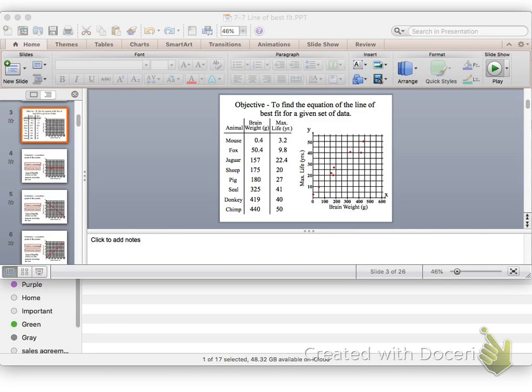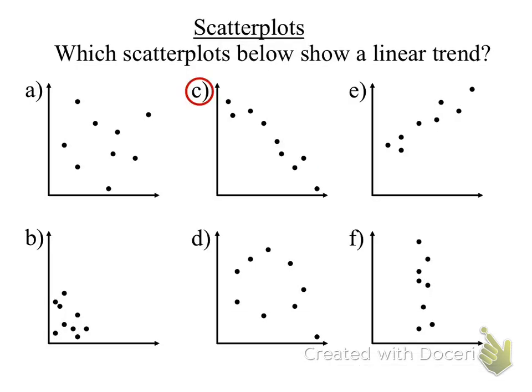Okay, and F. What is it? A linear trend? It's neither, kind of, right? It's neither.